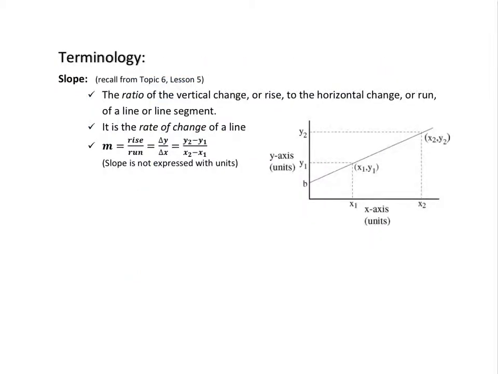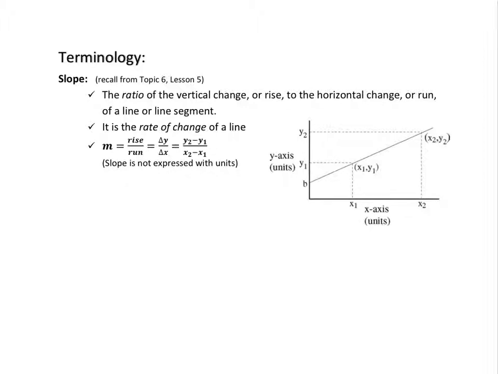One of the things that we are going to need in this section to write the equation of a line is the slope of the line. This is a review from Topic 6, Lesson 5 of the definition of slope. Remember, slope is the ratio of the vertical change to the horizontal change of a line or line segment. That is, the rise divided by the run. It describes the rate of change of the line.